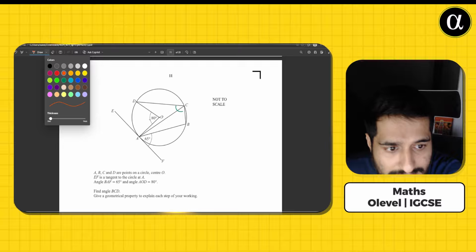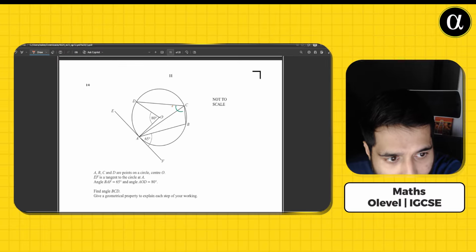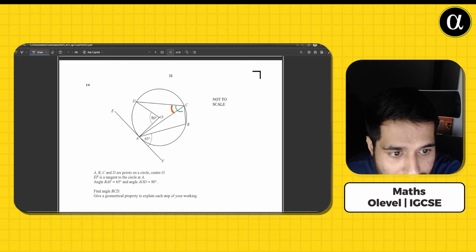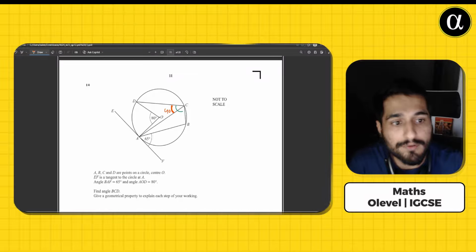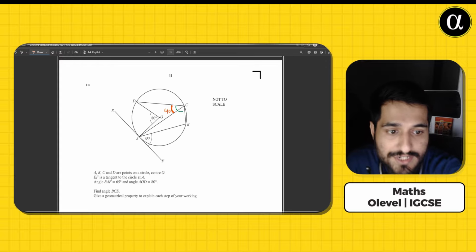We can see that since this is 80, we can find this angle, which is the angle at the center property, and angle at the center is always double the angle at the chord. So 80 upon 2 gives us 40. So we are going to say that this is 40. And what is the other step?